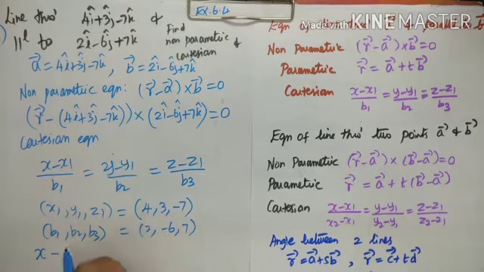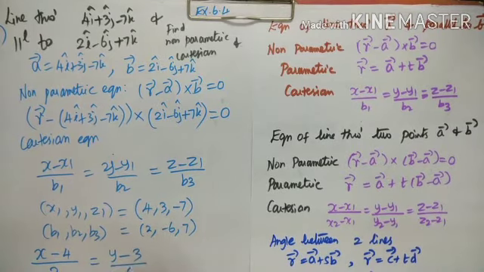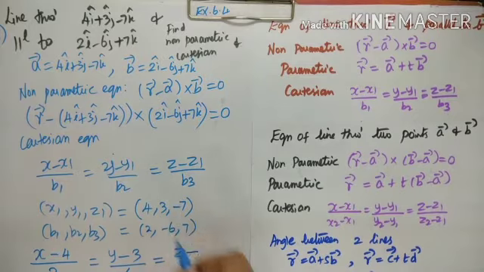X minus x1 is x minus 4 by 2. Y minus y1 is y minus 3, b2 is minus 6. Z minus z1, minus of minus 7 is plus 7, and b3 is 7, and this is the answer for the Cartesian equation.